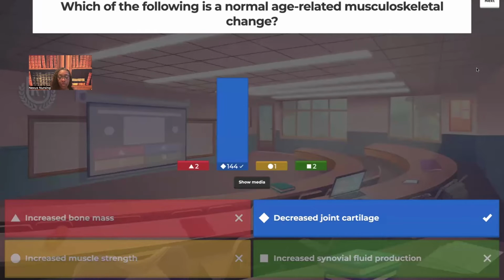Very good. Decreased joint cartilage. So let me ask you guys something. You guys got that correct? Yep. That decreased joint cartilage, what does that place that patient at risk for? What disorder does it place them at risk for?